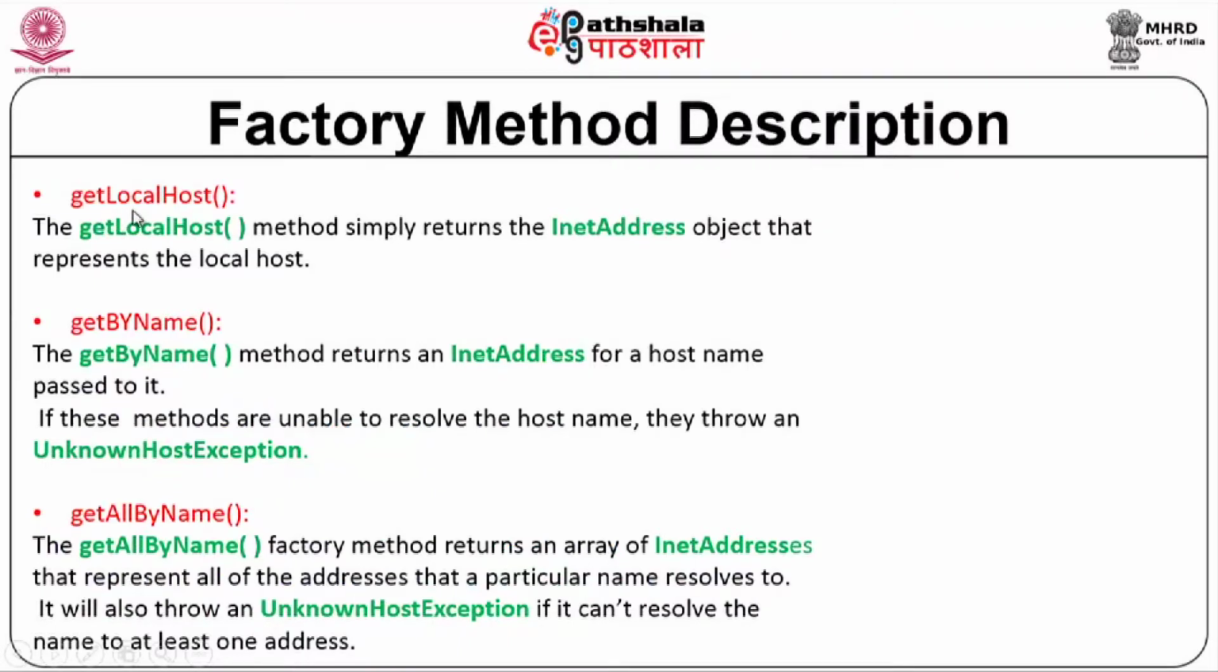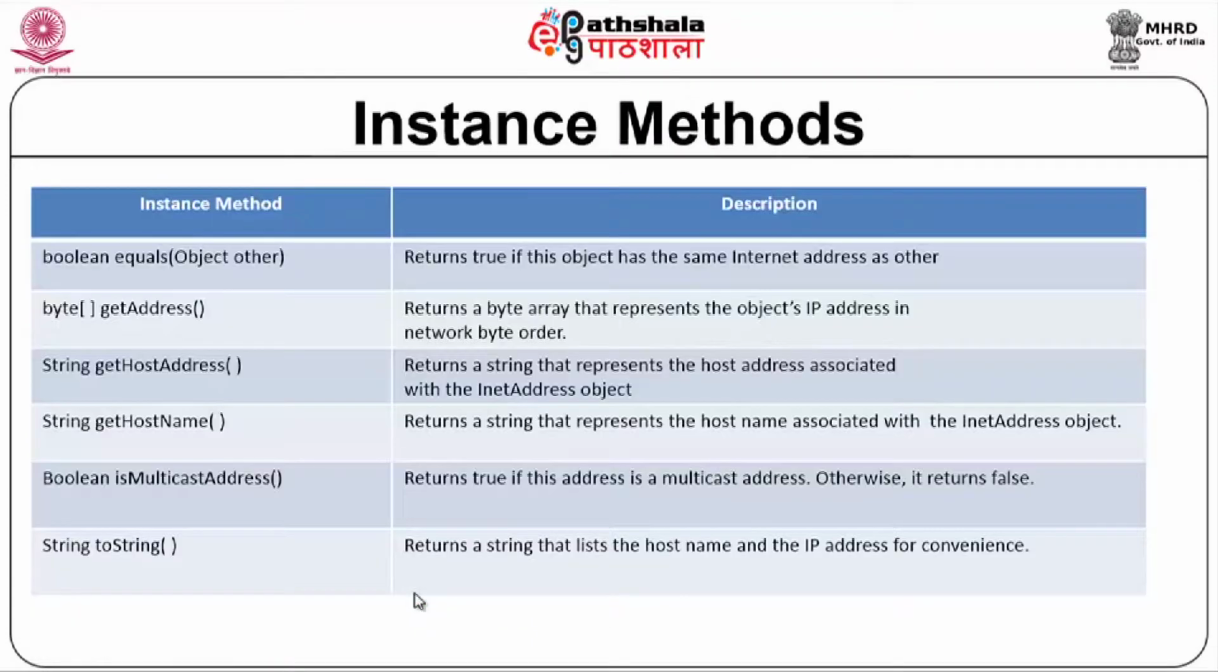getLocalHost simply returns the InetAddress object that represents the localhost. getByName returns the InetAddress by providing a host name, and getAllByName receives a host name and returns an array of InetAddresses. So, you can put them in an array and print all those address objects. And these are some of the instance methods that are supported in the InetAddress class. We have a method called equals, which returns true if this object has the same internet address as the other.